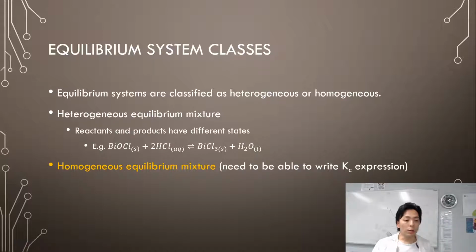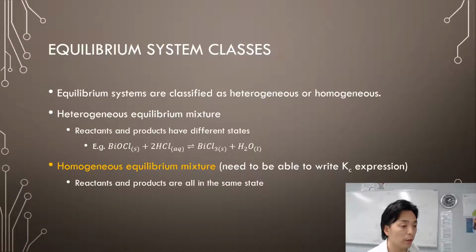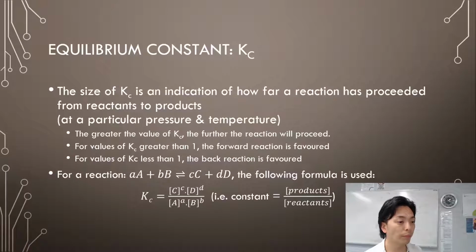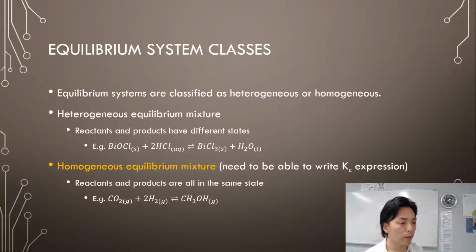Whereas homogeneous equilibrium mixture, that's something that we'll deal with more so. Reactants and the products are in the same state. For example, here CO2 plus H2 gas becomes CH3OH, which is methanol. Don't worry about the Kc expression just above here yet, because we'll cover that in the next video, which is this one. So just know the definitions of things, I might just go back to the second slide.